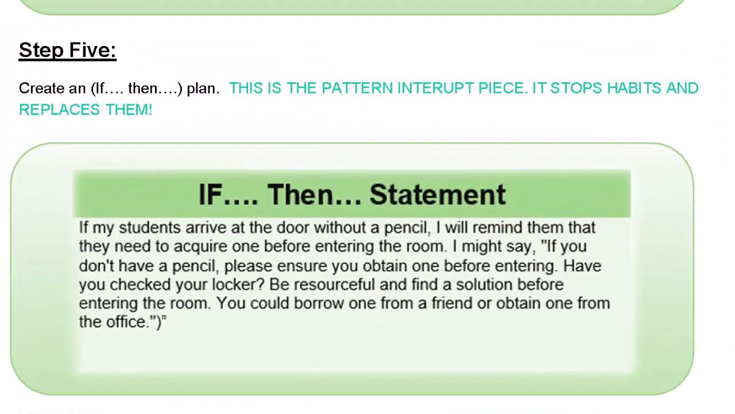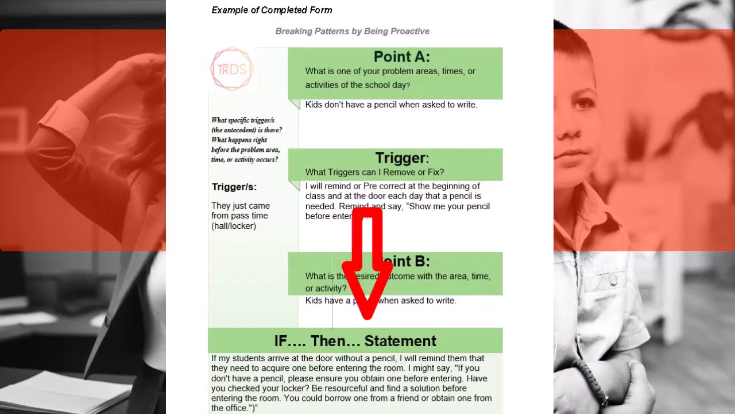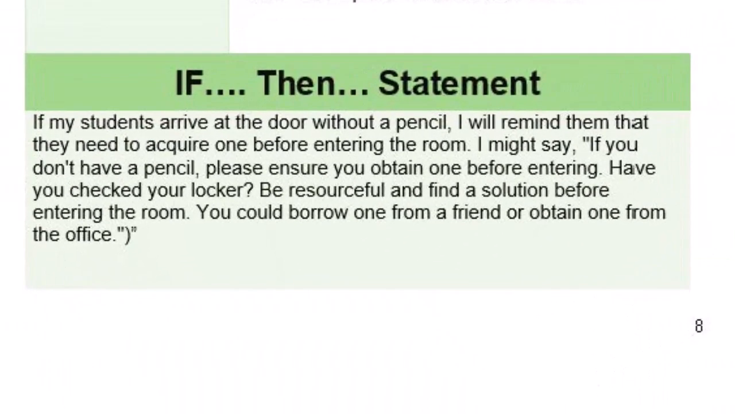Step 5, create an if-then plan. This is the pattern interrupt part. We talked a lot about breaking patterns and habits. A lot of what we're dealing with here is students have habits of reacting to you in certain ways, and you have habits of reacting to students in certain ways. We want to come up with an if-then statement of what we're going to do if that pattern does kick back in. If one of those students show up without a pencil, what are you going to do?